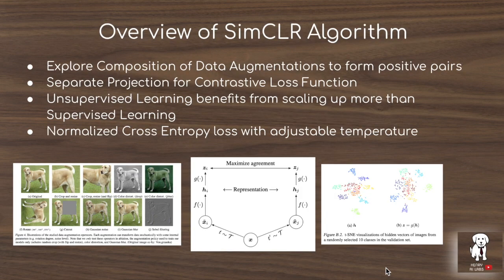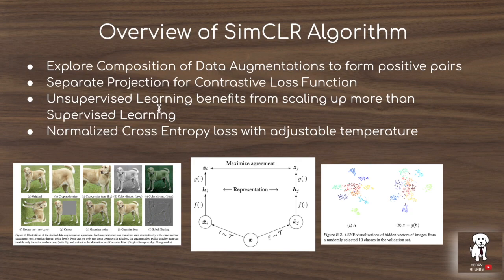The SimCLR algorithm explores the composition of data augmentations that are used to form these pairs for doing contrastive self-supervised learning, by passing an original data point through two separate data augmentation functions and then comparing the representations from separate projection heads, which map from the representation into the space that is used for the contrastive loss function.